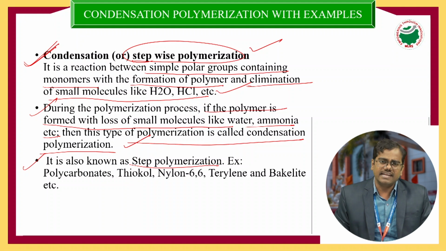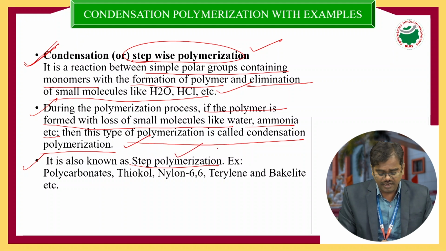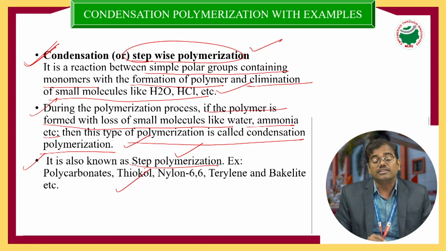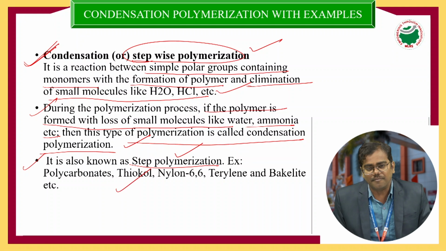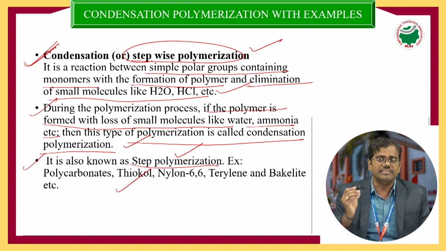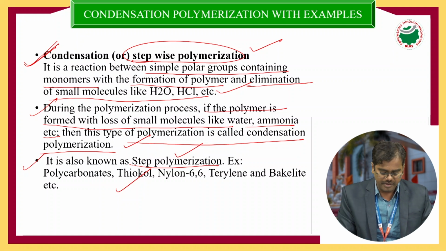And for this condensation polymerization, also called step growth polymerization, the best examples are thiokol rubber, nylon 6 polymer, nylon 6,6 polymer, urea formaldehyde resin, bakelite resin, and novolac resin. So these are the best examples for condensation polymerization.